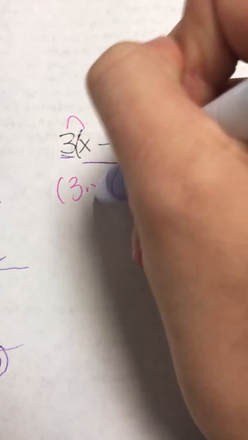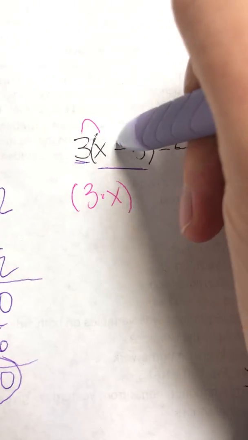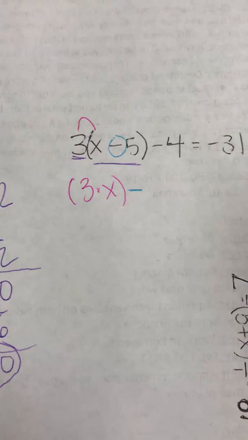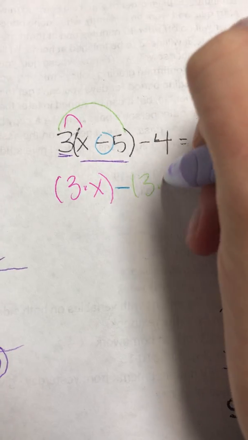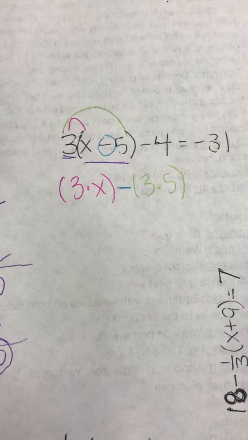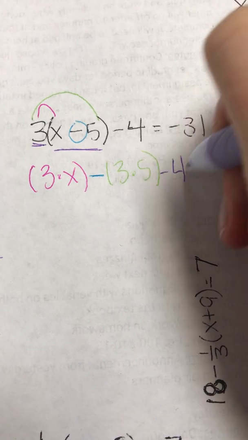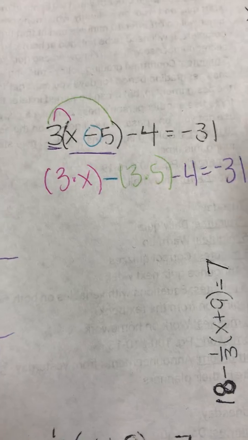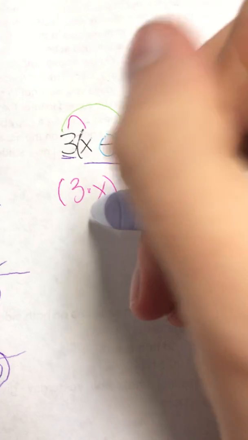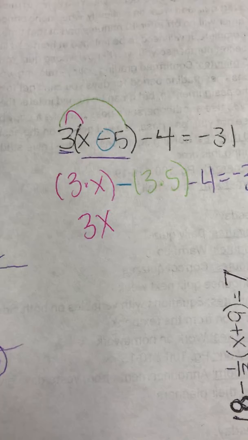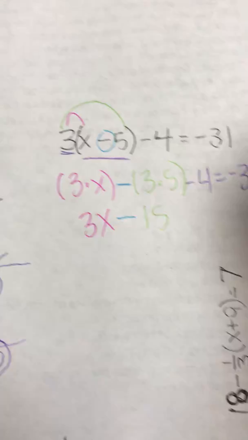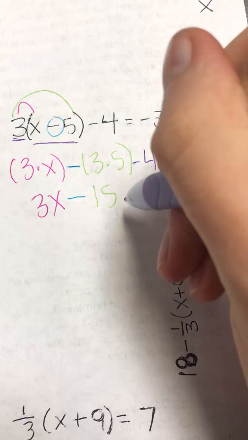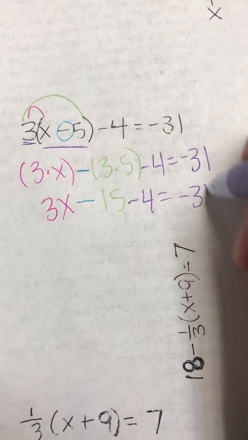So first, 3 times x. This time we have subtraction. I keep my subtraction. Then we have 3 times 5. And then I keep everything else in the equation the same. So minus 4 equals negative 31. Now we can simplify. So 3 times x is 3x. I keep my minus sign. 3 times 5 is 15. And then I have still the minus 4 equals negative 31.